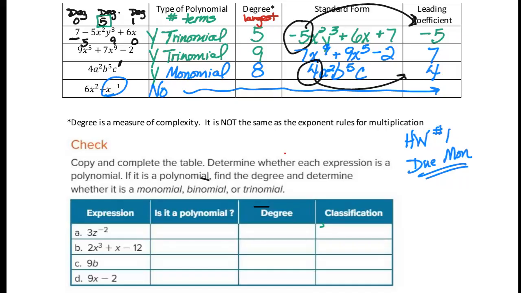So, if it's not a polynomial or whatever, there's no degree to it. Right. You can just put no for the top one and you're good to go.